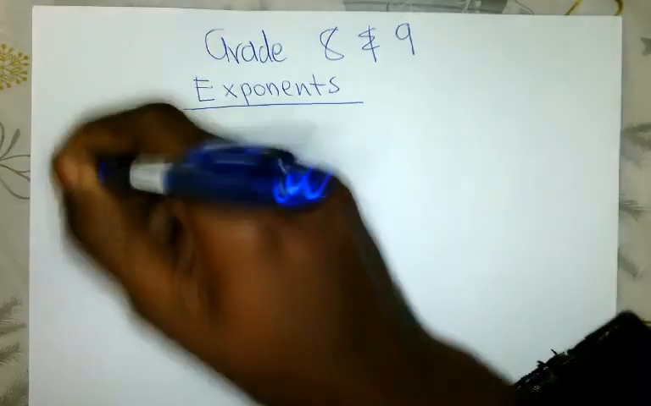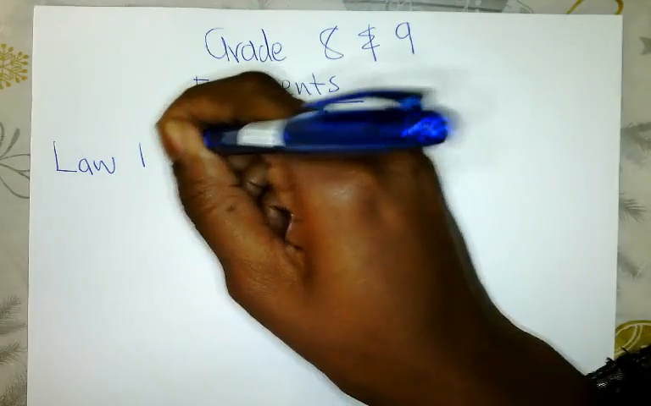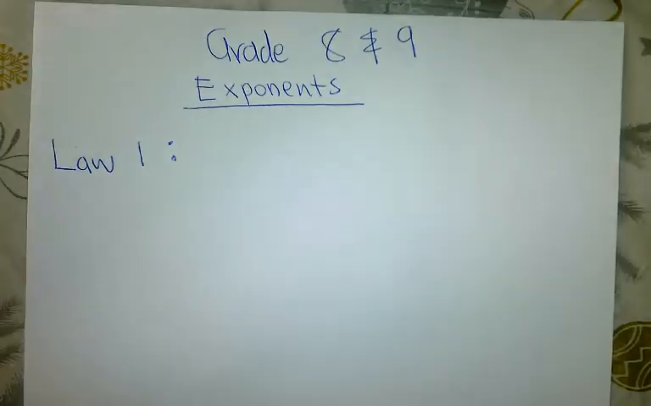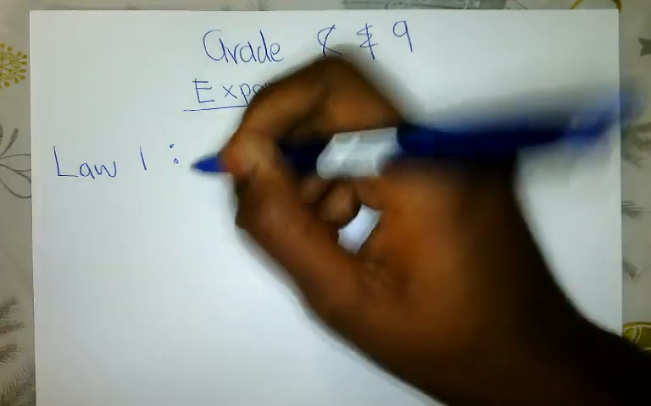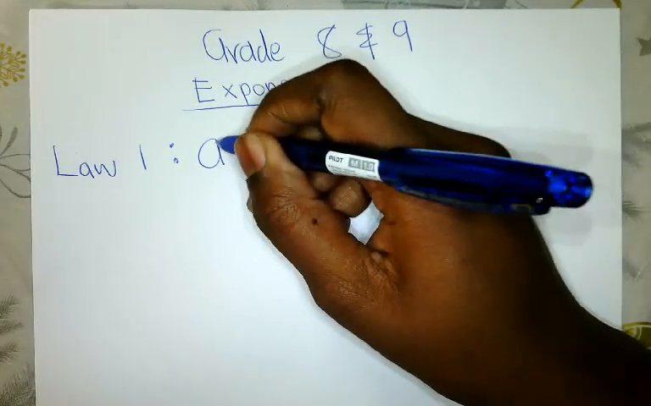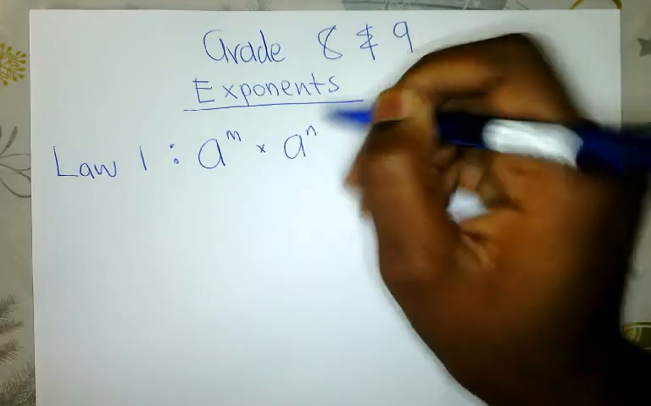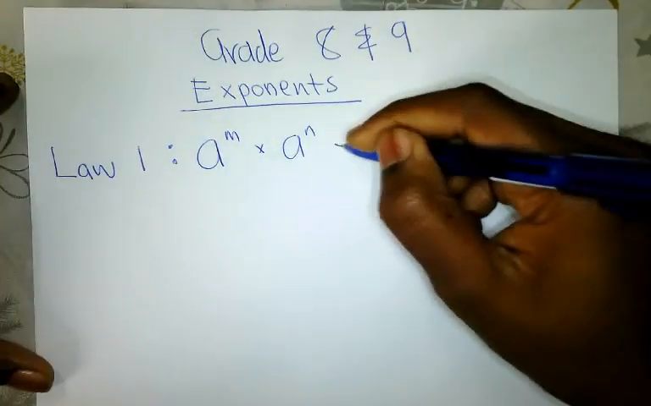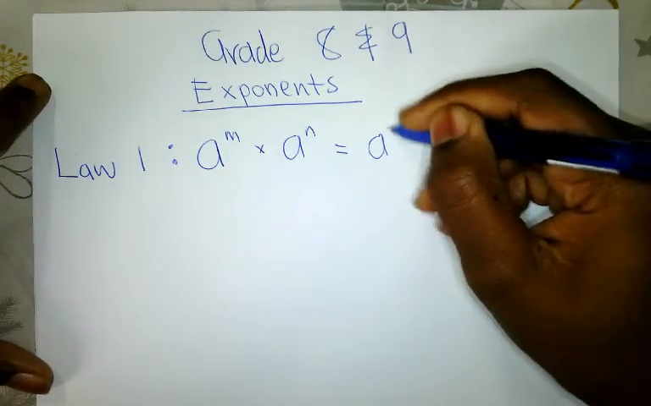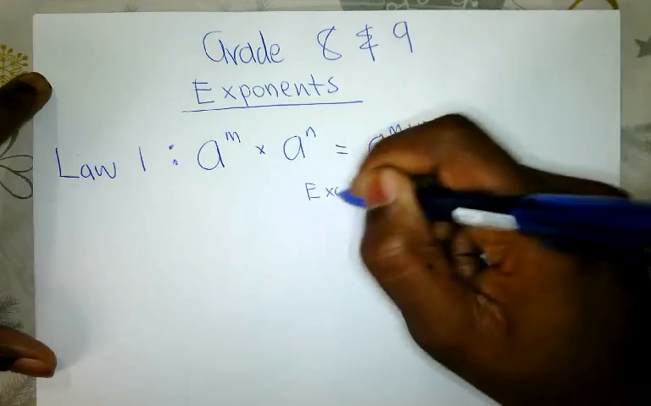Okay, we're going to be doing laws of exponents. Law number 1 says, in words, when adding powers of the same base, we add the exponents. If we have something like this, as long as there's a multiplication in between, what will be the answer? m plus n.